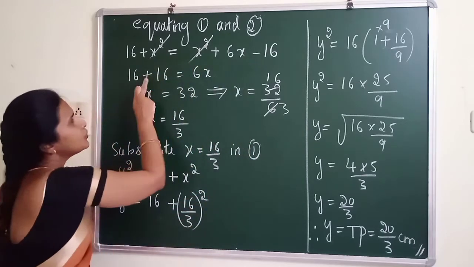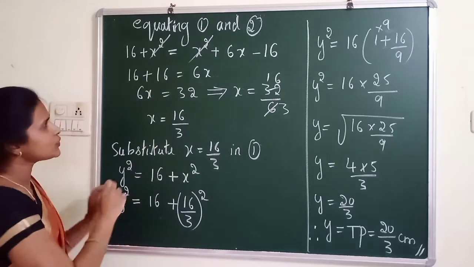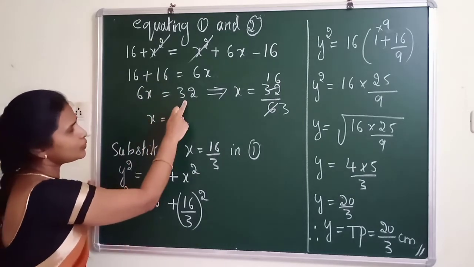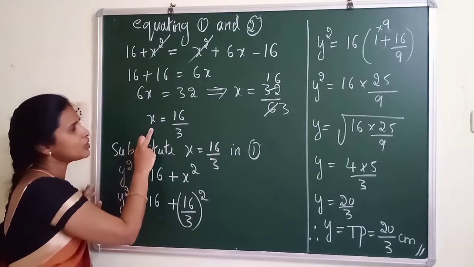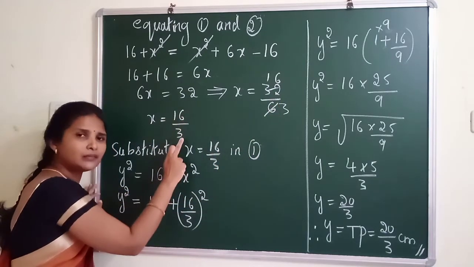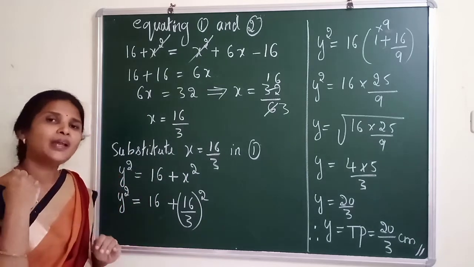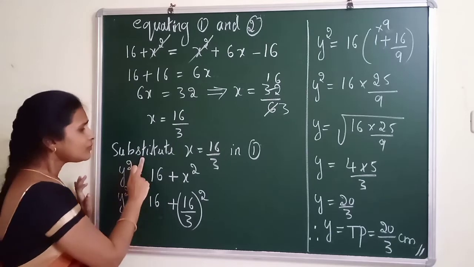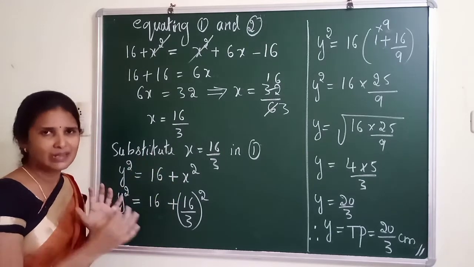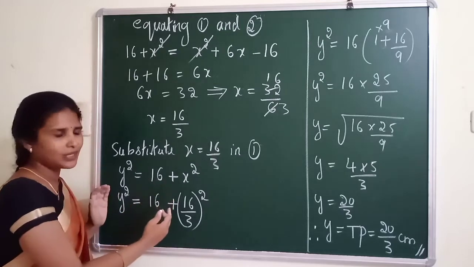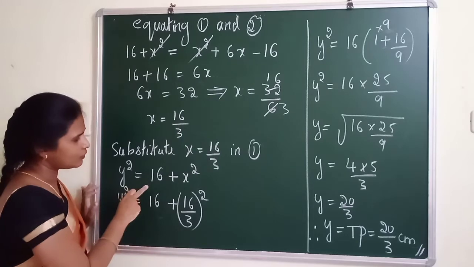Bring minus 16 to this side, it becomes 16 plus 16, that is 32, and write it in reverse. We get 6x equal to 32, x equal to 32 by 6. After cancellation we got x as 16 by 3. But our task is to find not x, we have to find the y value. So substitute the x value in either 1 or 2. Equation 2 is very lengthy, and equation 1 is simple, so I am substituting x equal to 16 by 3 in equation 1.